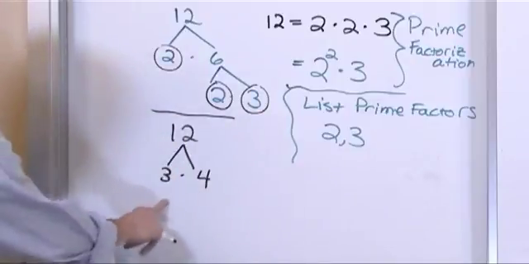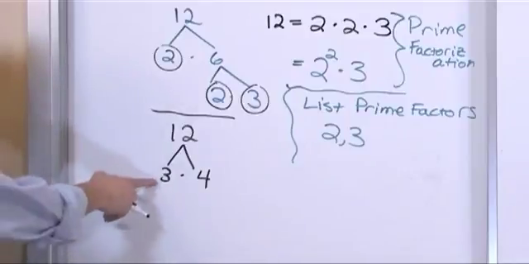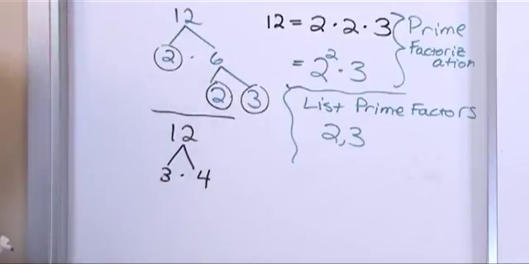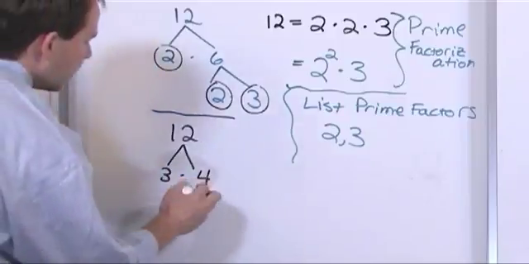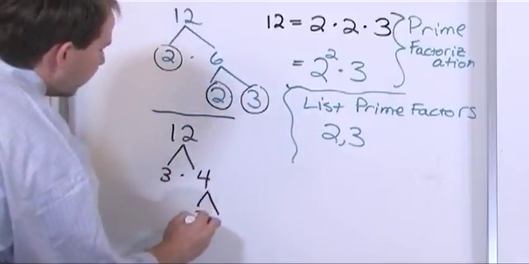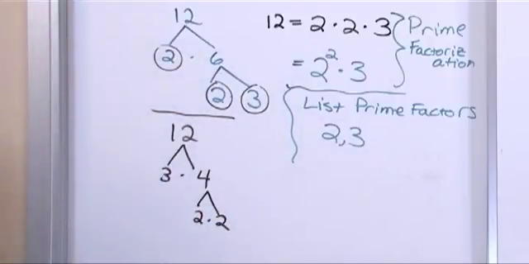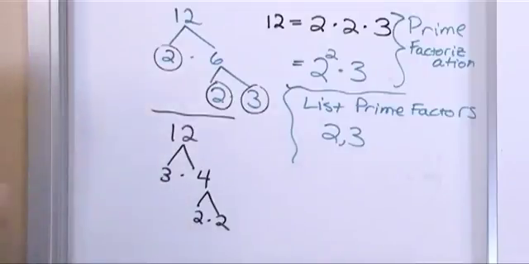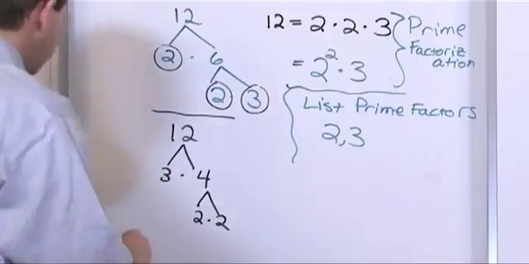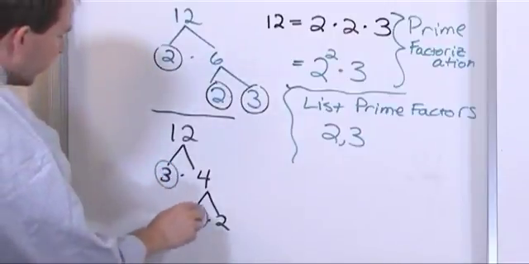I could branch this out, but all I would be doing is 1 times 3, and so I'm not going to do that. 3 is also a prime number already, so there's no reason to continue the factor tree down here. But 4 can be split up into 2 times 2, and 2 is also a prime number, so I stop the tree here. So again, I stop the tree here and I stop the tree here. Next, I'm going to look at the bottom of the tree. This number counts, this number counts, this number counts.